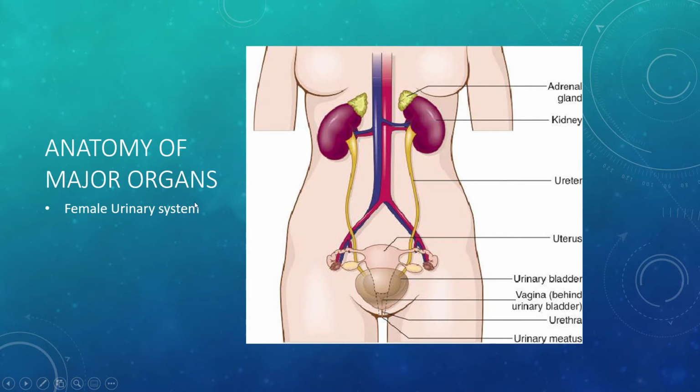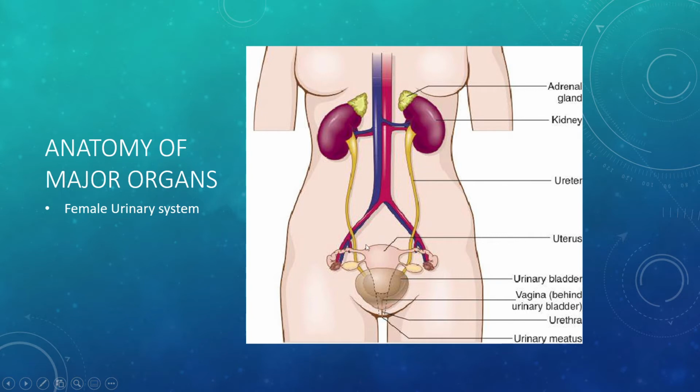Female urinary system. Same basic structures here. One kidney on either side, renal arteries and renal veins feeding the kidneys and taking blood away from the kidneys, adrenal glands seated atop the kidneys, right kidney lower than left, ureters carrying the formed urine from the kidneys down to the urinary bladder.